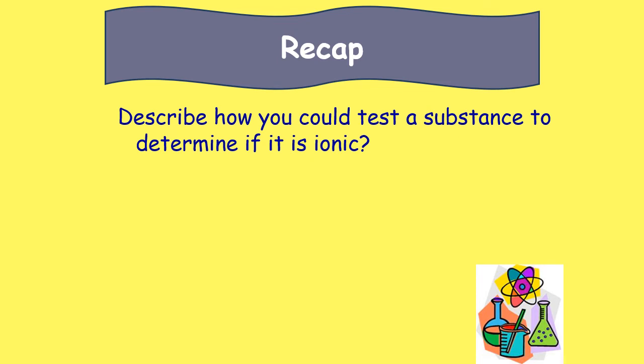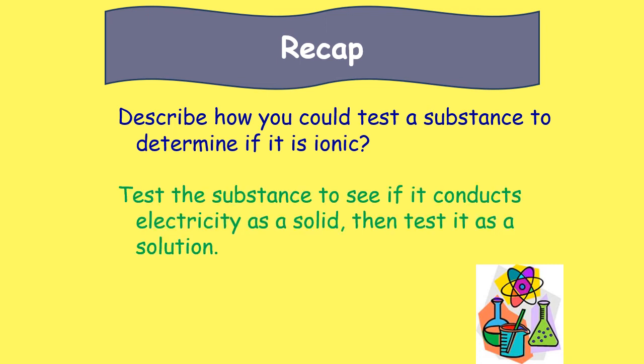How could you test a substance to determine if it is ionic? Okay, next question. Describe how you could test a substance to determine if it is ionic. Well, you might have said it'll have a high melting point, and that is correct, but covalent networks also have a high melting point, so there has to be something else. Now, this is not a point that we got into in the main lesson, but it's really important for being able to detect ionic compounds.